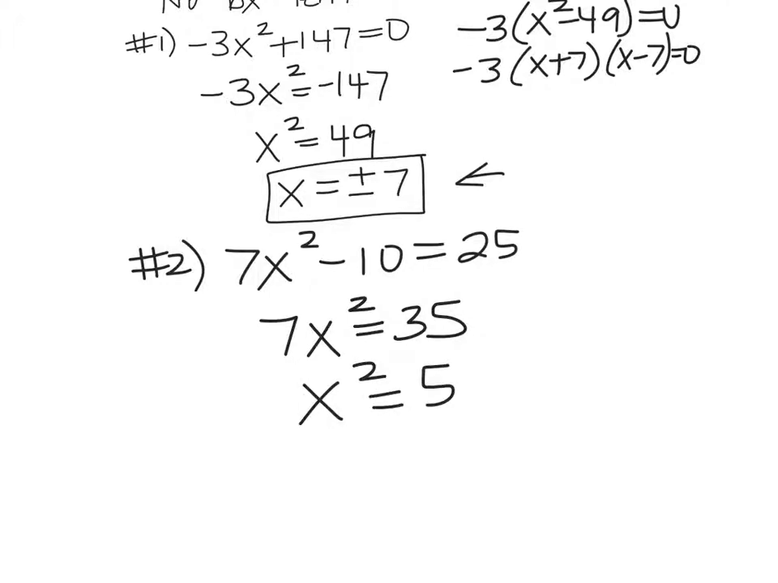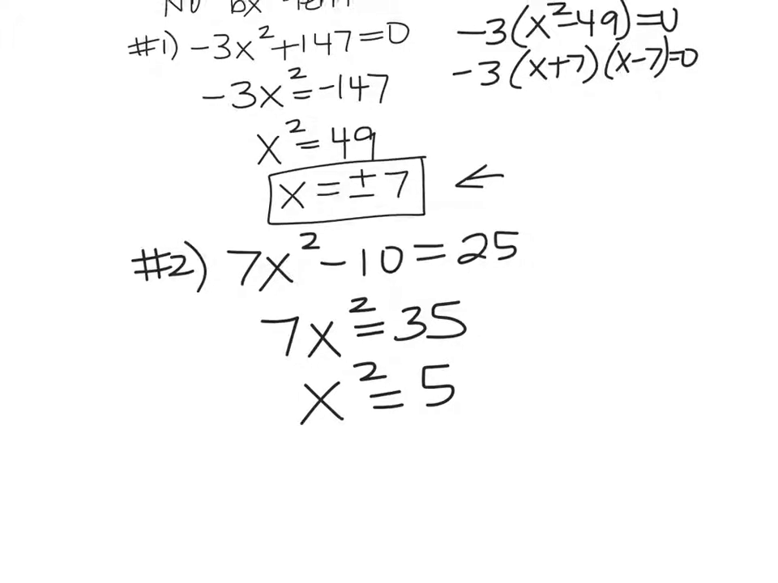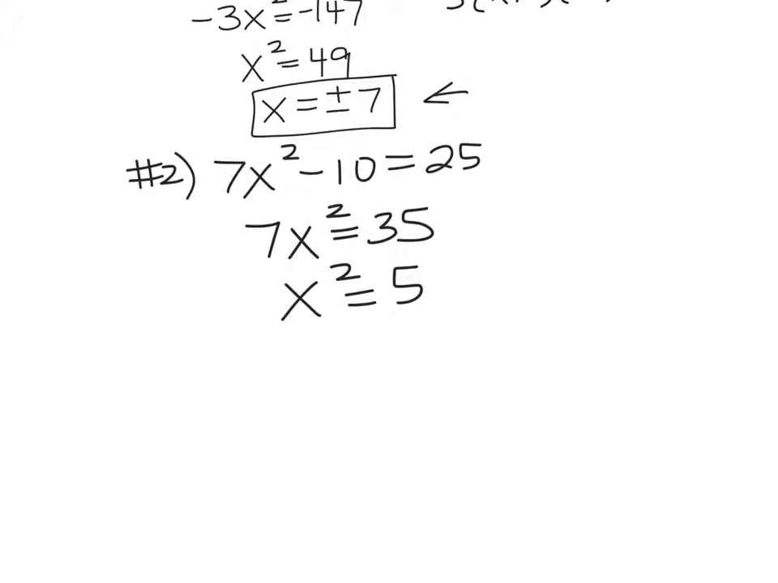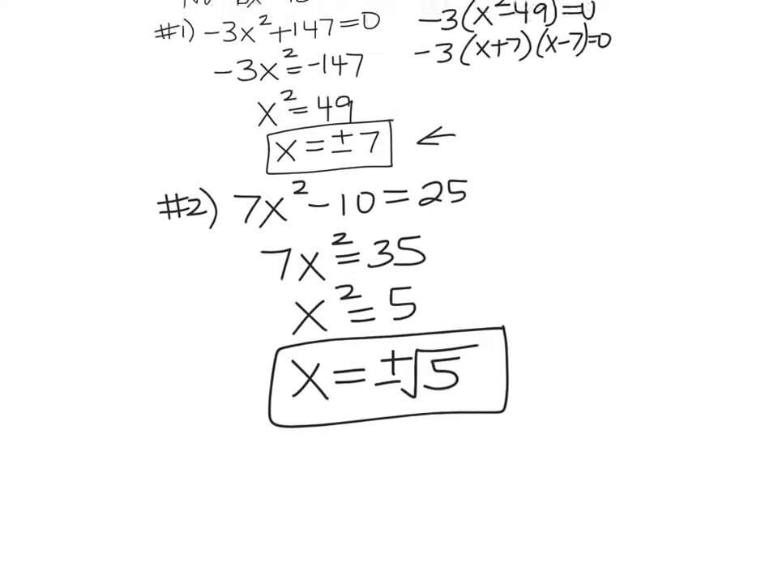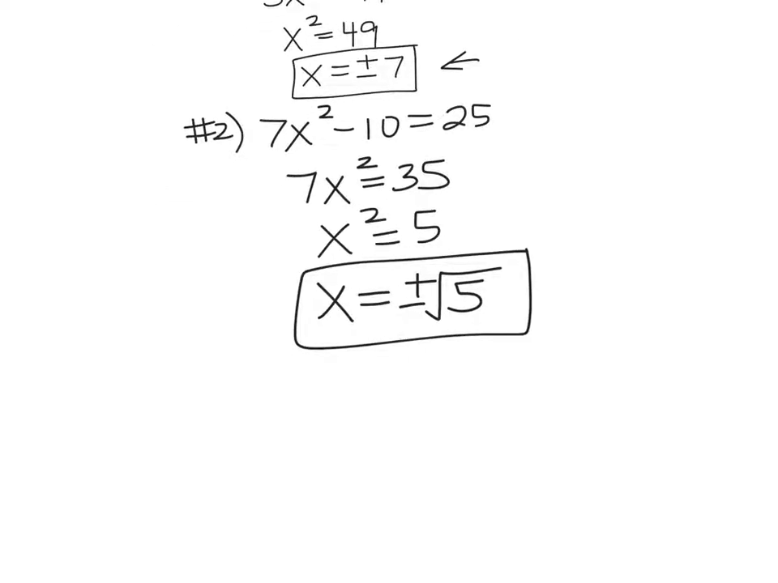Now, the last two really had perfect squares. When it doesn't have a perfect square, that's okay. Just take the plus and minus square root and leave it. And those are your two answers, plus rad 5 and negative rad 5. Those are them, okay? All right, so I gave you a perfect square. I gave you one that didn't have one.